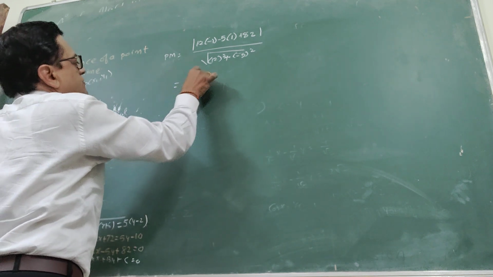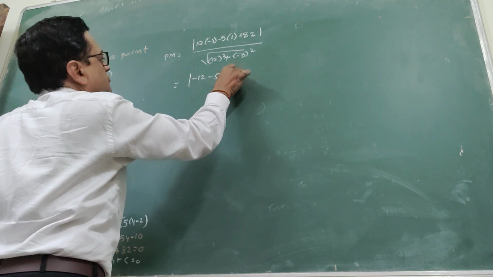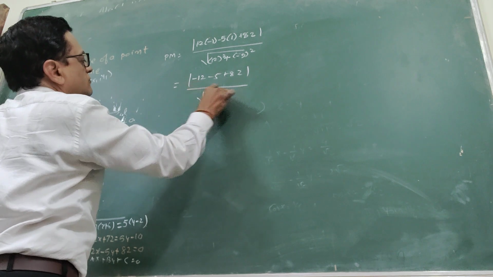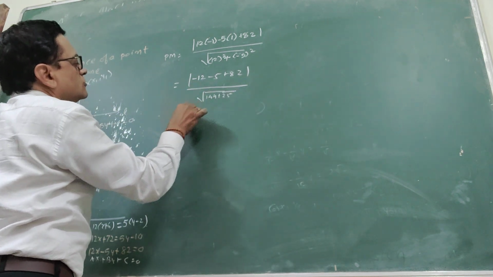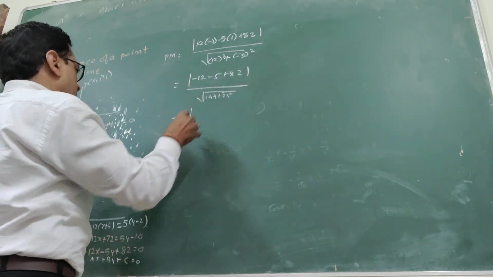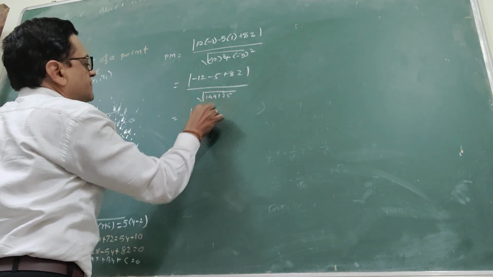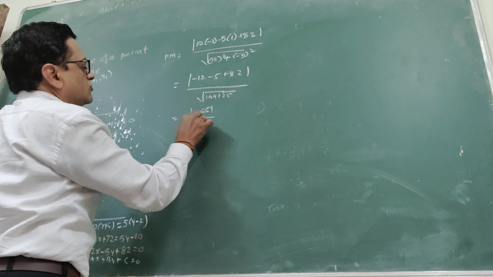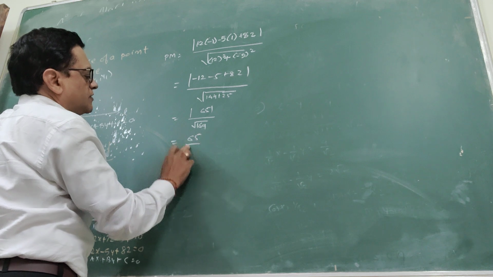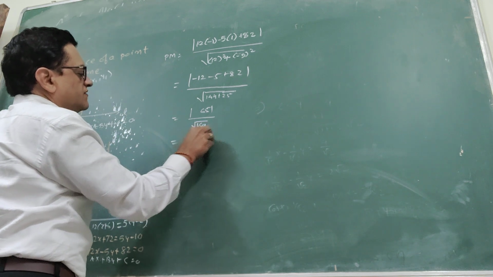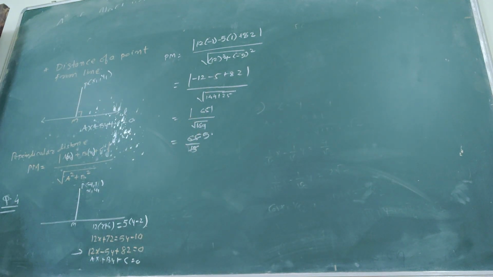So minus 12 minus 5 plus 82 upon the square root of 144 plus 25. So minus 17 plus 82 is 65, and this is the square root of 169. So 65 upon 13, 13 fives are 65. So the perpendicular distance is 5. Done? Okay.